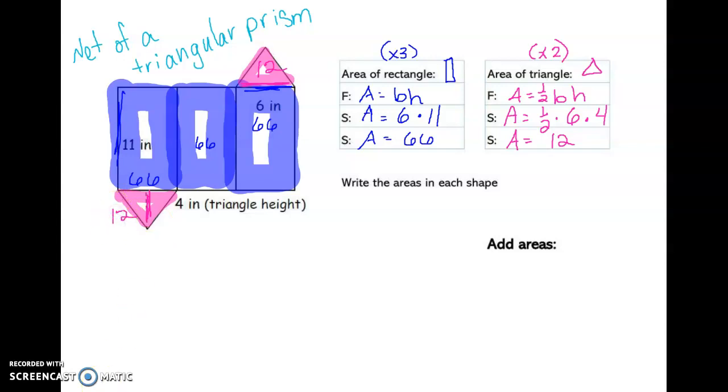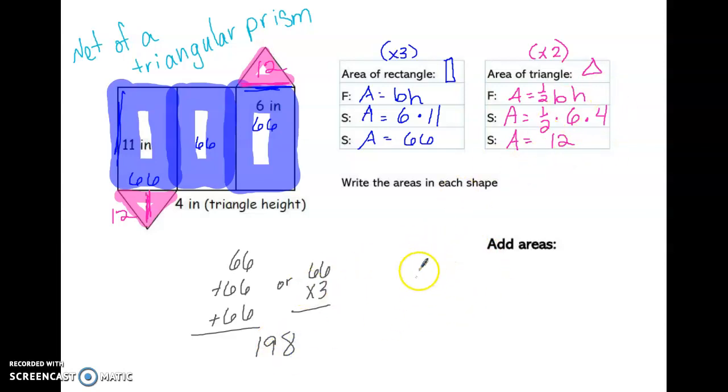So now that we have all our math done, we need to add our areas. So we have 66 plus 66 plus 66, or we could do 66 times 3. We should get 198 for either one of those.